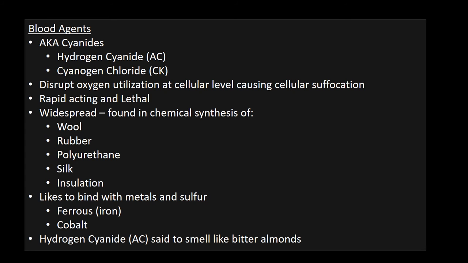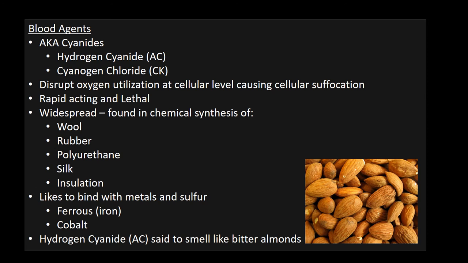And then hydrogen cyanide is said to have smelled like bitter almonds, a bitter almond smell. Problem is, if you smell it, you're probably gonna die. It's very volatile. That means that at room temperature, it quickly turns into a vapor. And that makes it effective, especially like the assassins can throw it in somebody's face at room temperature. It turns into a vapor and kills them quickly. It has a rapid onset of symptoms.